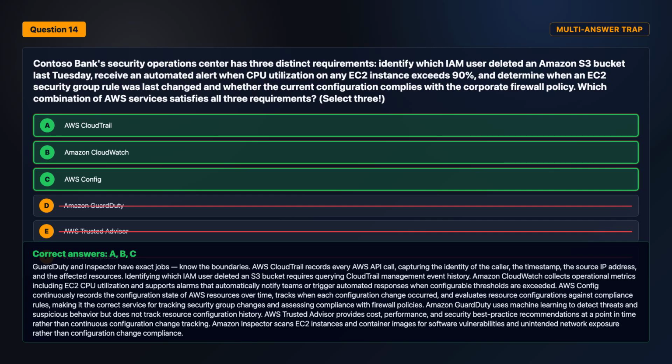policies. Amazon GuardDuty uses machine learning to detect threats and suspicious behavior, but does not track resource configuration history. AWS Trusted Advisor provides cost, performance, and security best practice recommendations at a point in time rather than continuous configuration change tracking. Amazon Inspector scans EC2 instances and container images for software vulnerabilities and unintended network exposure, rather than configuration change compliance.